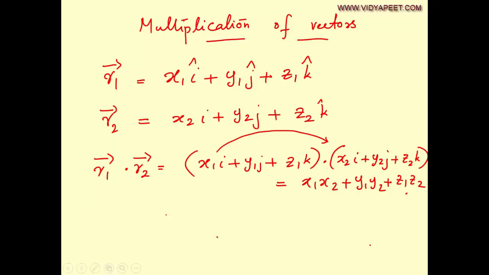Now it is immediately clear why this notation is much useful. So we have two vectors, r1 equal to x1i plus y1j plus z1k, r2 equal to x2i plus y2j plus z2k. r1 dot r2 will be nothing but x1 x2 plus y1 y2 plus z1 z2. And it will not have ijk, because the result is actually a scalar. The dot product is a number.